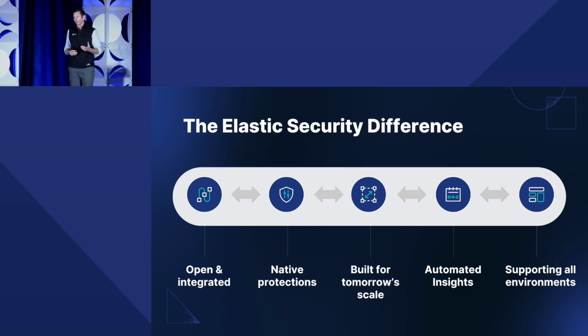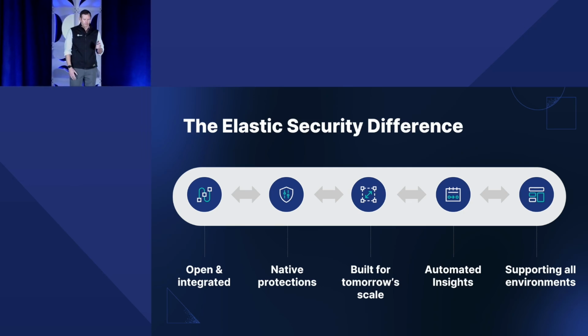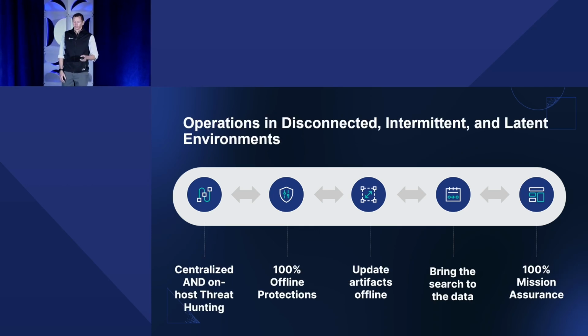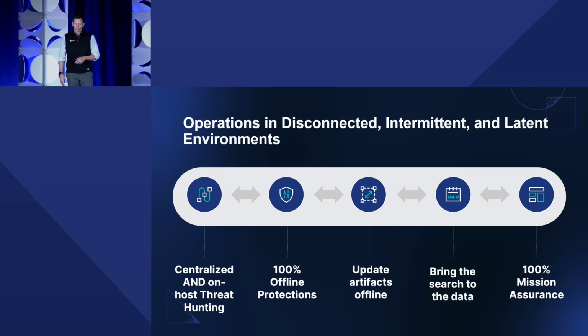We also deliver automated insights for you to be able to take action on. User-based analytics, entity-based analytics, host-based analytics, all of these insights are available within the Elastic security solution. And then we support all environments: on-premise, public cloud, private cloud, disconnected. And I'm going to talk a little bit about DIL, or disconnected, intermittent, latent networks now, and how we uniquely at Elastic support those use cases.